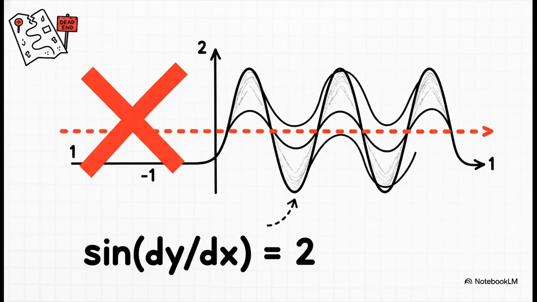But one final heads up for your expedition. Not every equation actually has a solution. Just like some creatures in old field guides turned out to be mythical, some equations are just impossible. For example, take sine of dy over dx equals 2. The sine function, no matter what you put into it, can never be greater than 1. So there's no real-world rate of change that could ever possibly make this equation true.